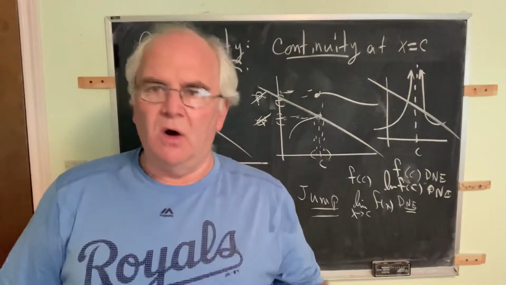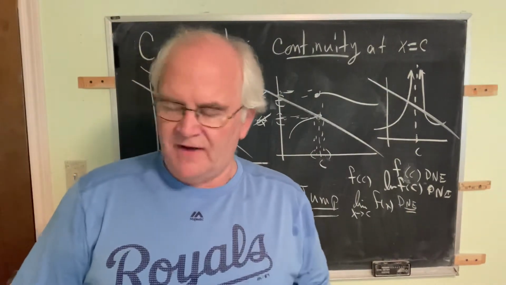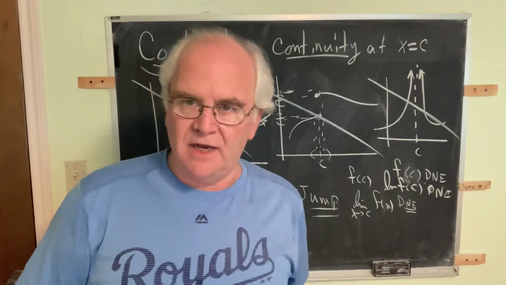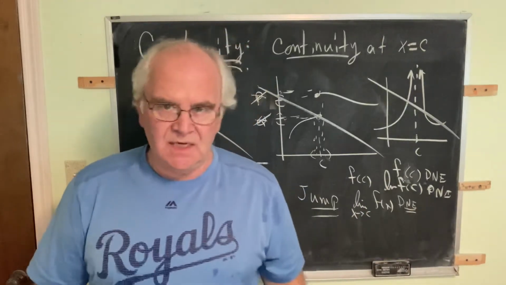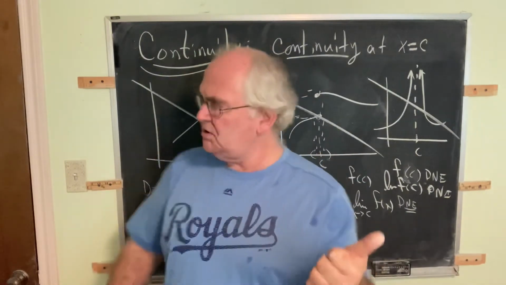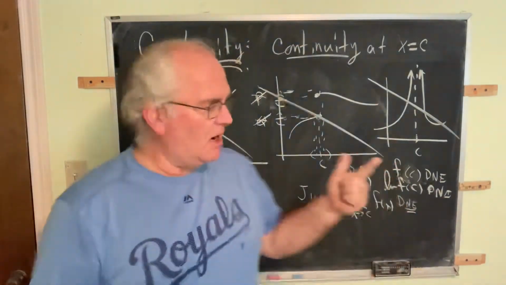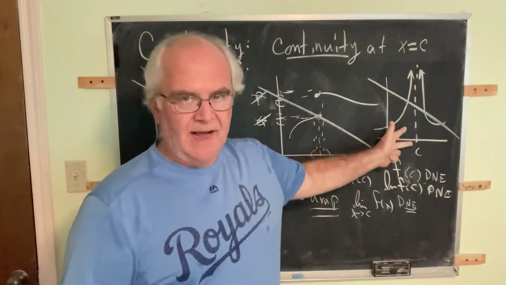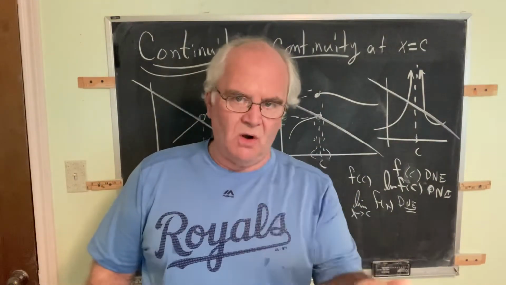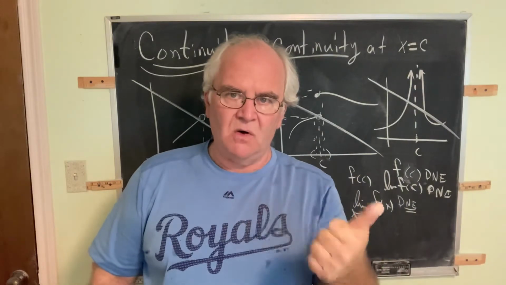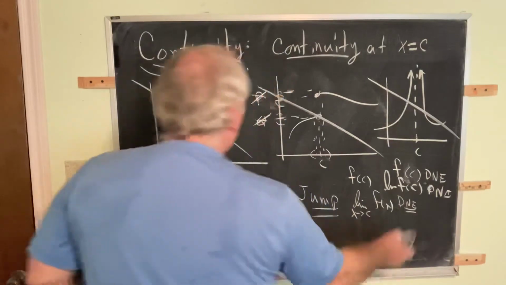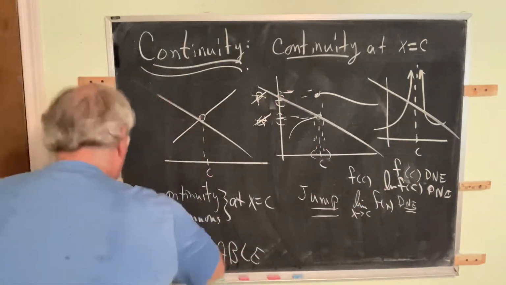I'll say this over and over going forward, in Calc 2 and Calc 3. If a function is continuous, what does that mean? That means no holes, no jumps, no vertical asymptotes. If the function is continuous on an interval, it has no holes, no jumps, no vertical asymptotes. So, we put that all together.